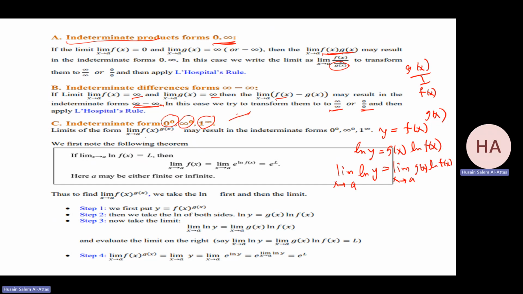You notice in all of these three cases, this limit will be 0 times infinity. So try to solve it, you get a value L. This L is not the limit of y, it's the limit of ln y. So what will be the limit of y as x goes to a? It will be e to the power L. And that will be your answer.